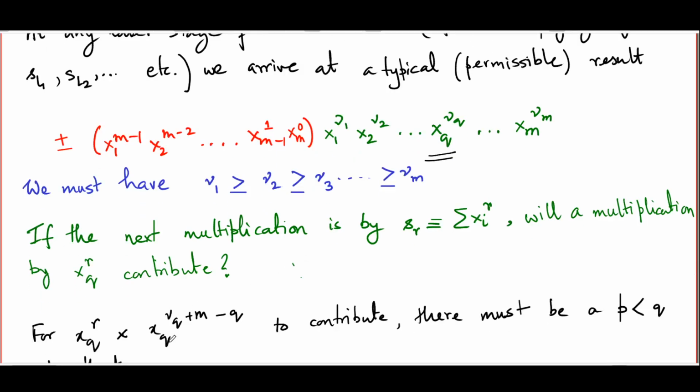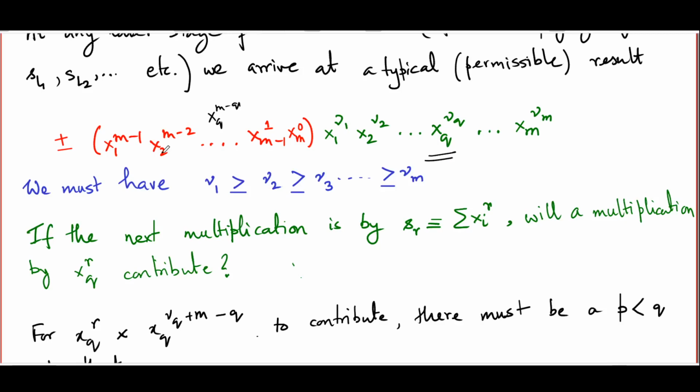we end up with, we originally had x_q to the power m minus q somewhere here, and we have a new ν_q from the additional multiplications we have already done. So this is what we already had as a power. We are now multiplying by x_q to the r. Now for this to contribute, there must be no such power of ν_q plus m minus q plus r among the other terms.